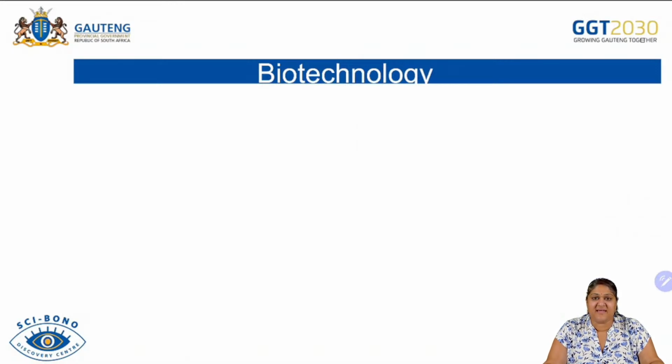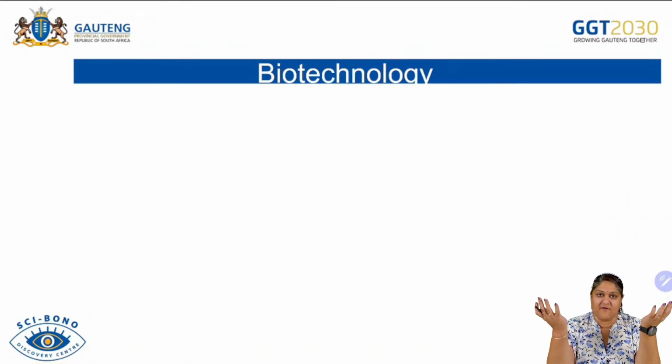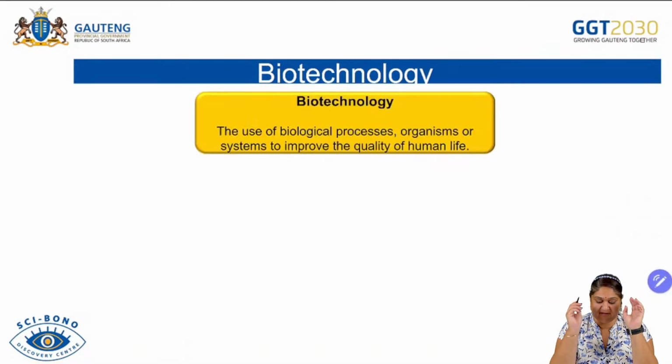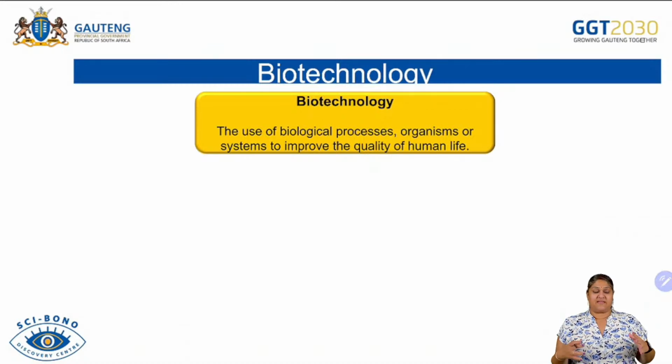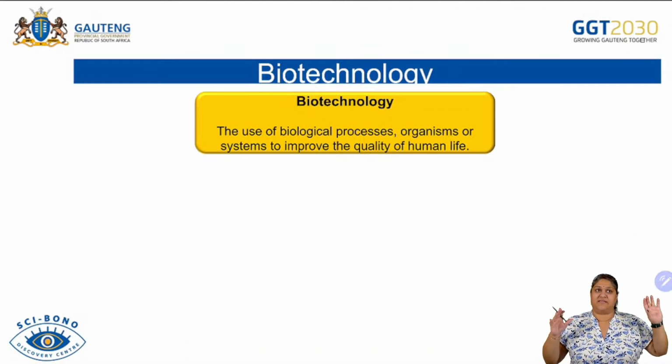Biotechnology is an umbrella term. Let's first look at the definition of biotechnology, right? It's the use of biological processes, organisms, or systems to improve the quality of human life. Okay, so it's being done in the lab, or it's being done by scientists. Basically, they are changing the organisms, how they work, in order to benefit or improve the quality of human life. Okay, so this is an umbrella term. Umbrella term means that it's like a bigger term, and then under this term we have other terms.